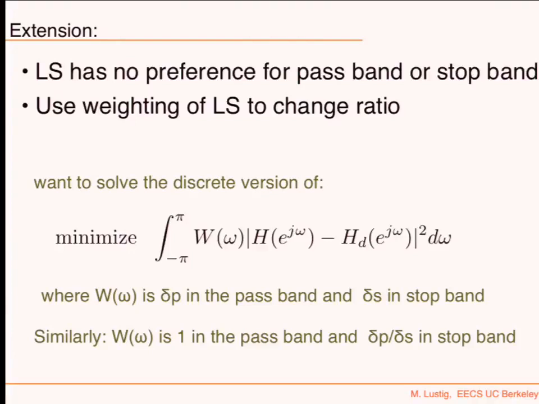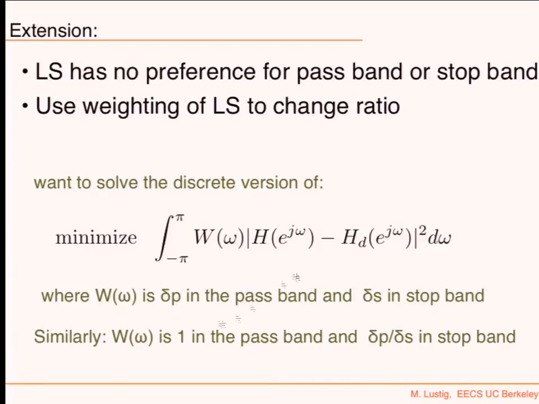Now the thing is, it doesn't have any preference for the passband or stopband. The penalty is the same on both the passband and stopband. So I need to do something. If I really care about the stopband differently than the passband, I need to do something. In order to do this, we use a weighted least squares. In the weighting, we put delta P in the passband and delta S in the stopband.